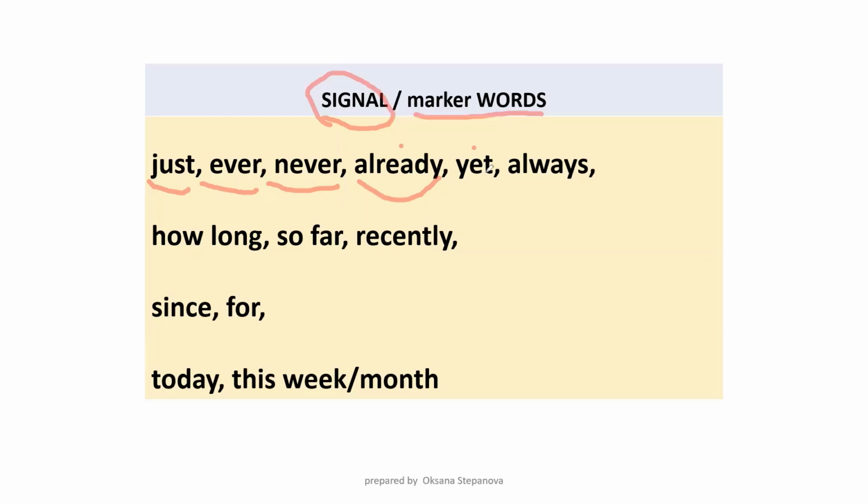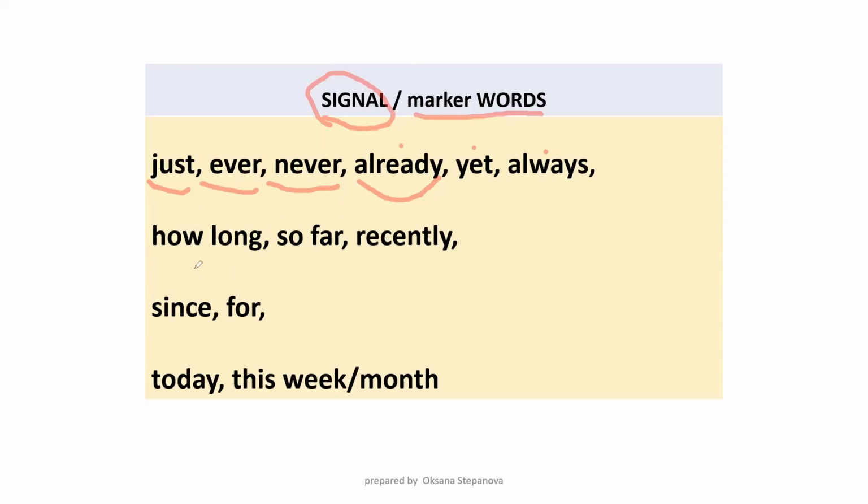Yet usually comes at the very end of the sentence, and it is used with past tense, not always, but it happens. It depends on the situation in the text or the situation in life you are talking about.